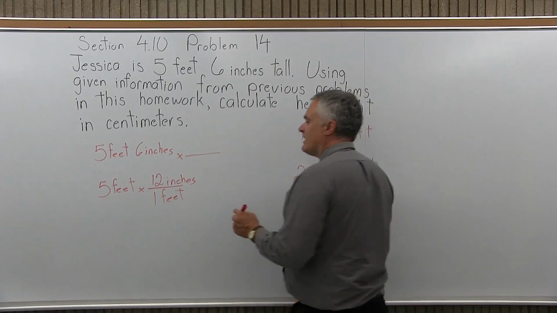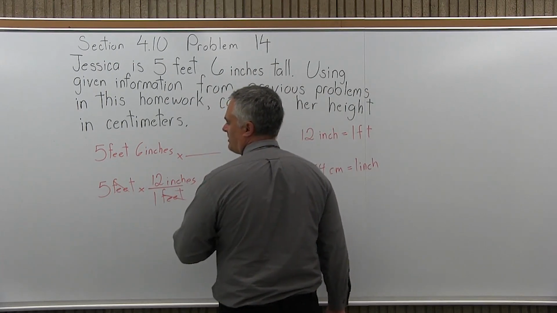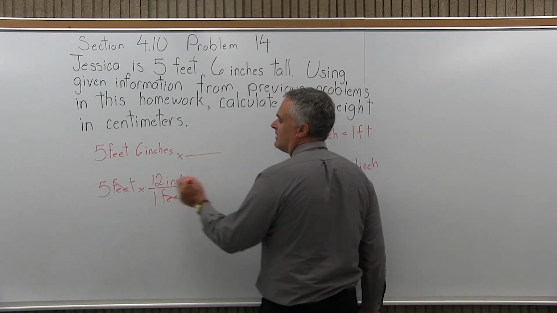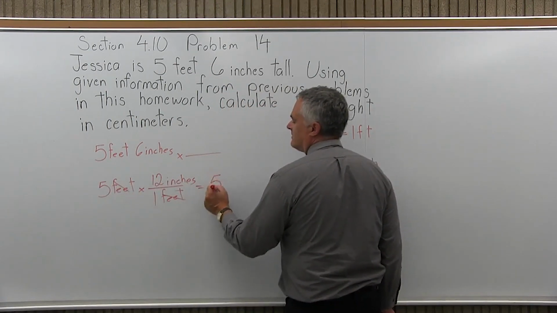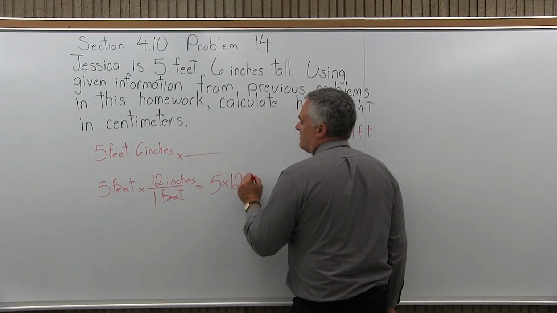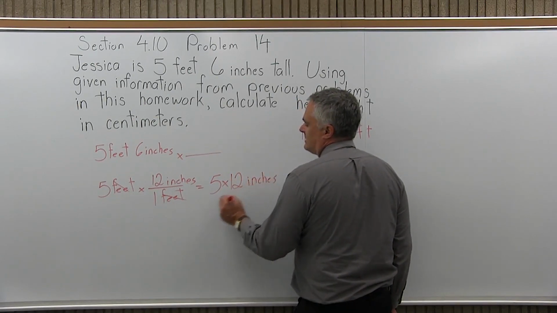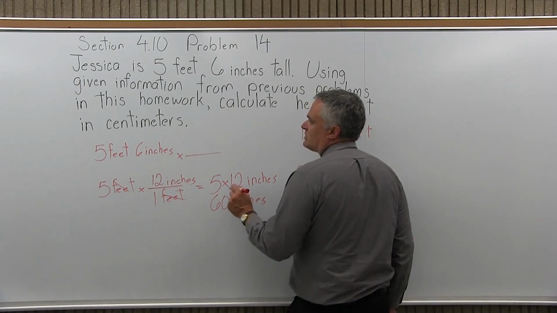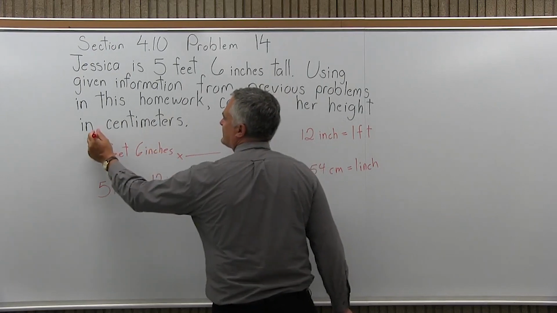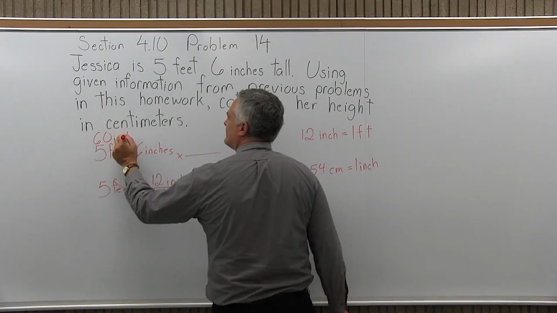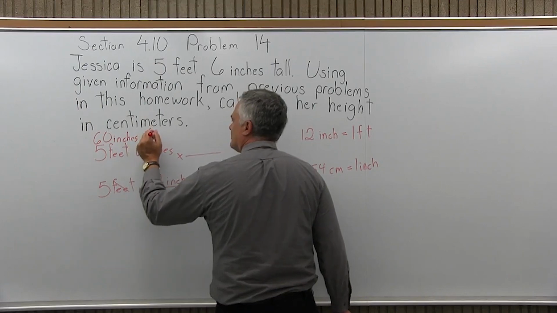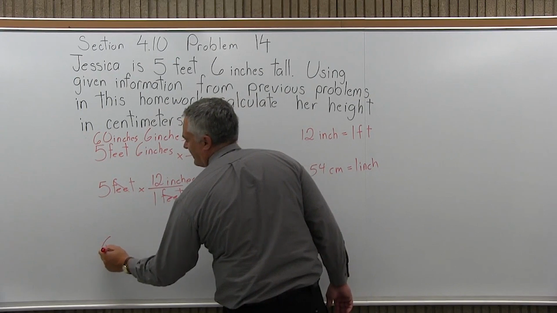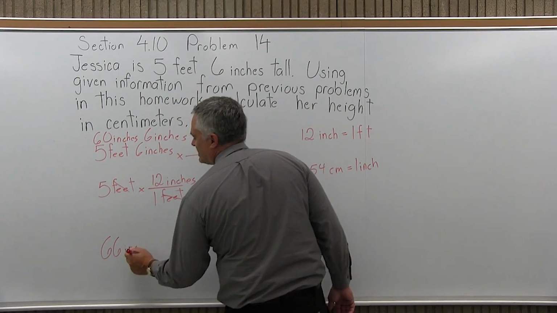Now, if I multiply that out, feet in the numerator, feet in the denominator, cancel. I should have put 1 foot, maybe is better English, but in terms of the math, it's okay. I have 5 times 12, and my units will be inches. So 5 times 12 is 60, so I have 60 inches. So Jessica is 5 feet 6 inches, so that's 60 inches and 6 inches. Well, now the 60 inches and 6 inches, everything is in inches. I have 66 inches.